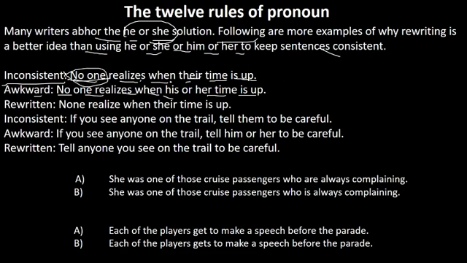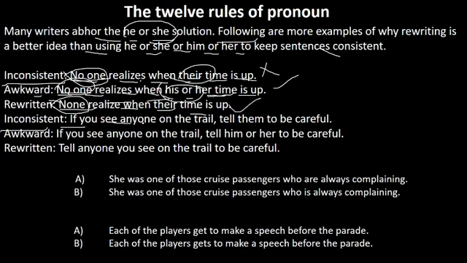"No one," singular, and "their," plural. "No one realizes when his or her time is up." Singular and singular. Normally, this one is correct, while the other is wrong, but you can rewrite it: "None realize when their time is up." But the problem is, is "none" a plural or singular case? Check to confirm yourself. By rewriting, they are proving that it is correct.